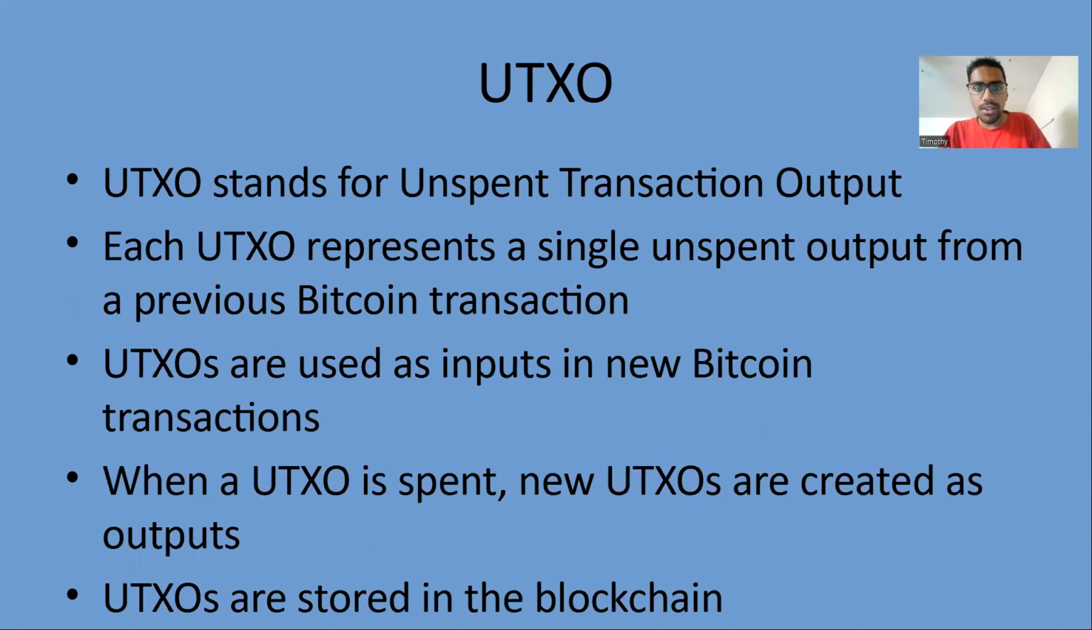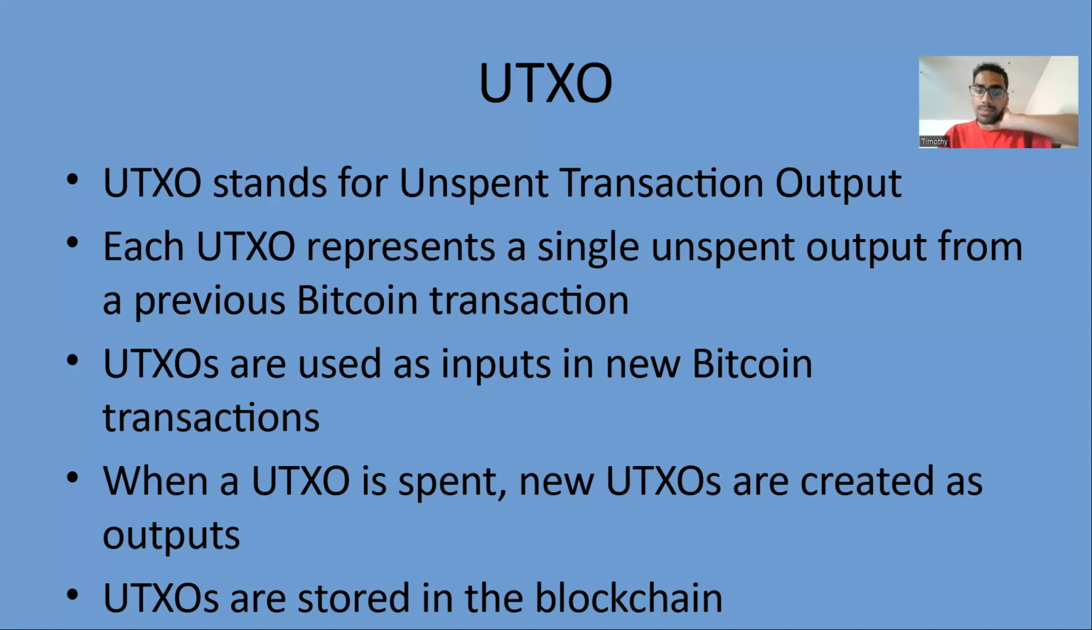Then UTXO is what we saw, unspent transaction output. Each unspent transaction output represents a single unspent output from a previous Bitcoin transaction, and that is used as the input to new ones. That means when Alice wants to pay somebody else the next time, it will take the unspent satoshis it has in its pool and use that to pay somebody else. Say Alice has paid Bob, and now wants to pay Carol. It'll take from the satoshis that are unspent.